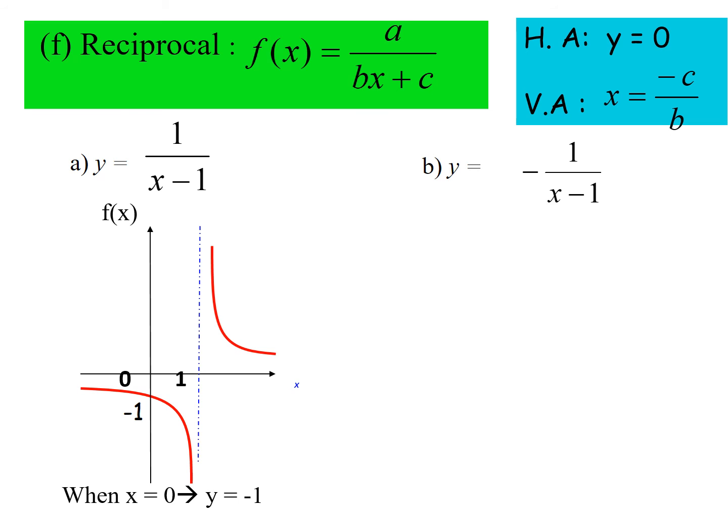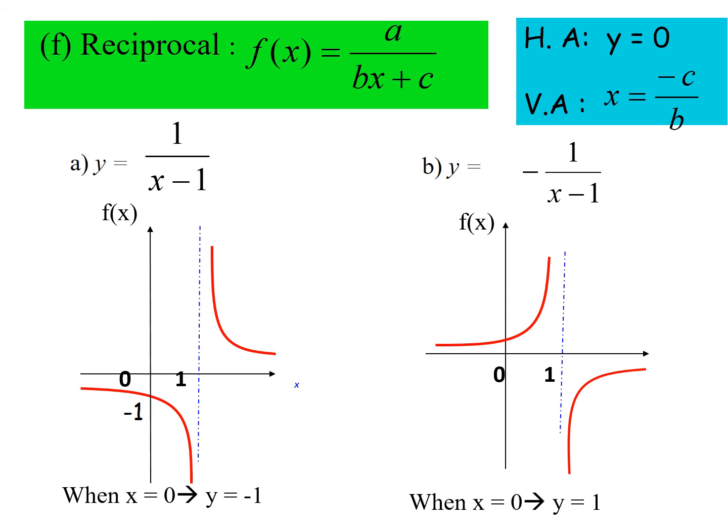And then we want to draw y = −1 over (x − 1). The horizontal asymptote is y = 0, which is the x-axis. And then we find the vertical asymptote, we get x = 1. Then, since the numerator is negative, it starts above from the left hand side, and below is on the right hand side. So it will give like this. So this is the graph of −1 over (x − 1). So then we find the y-intercept, we get y = 1.